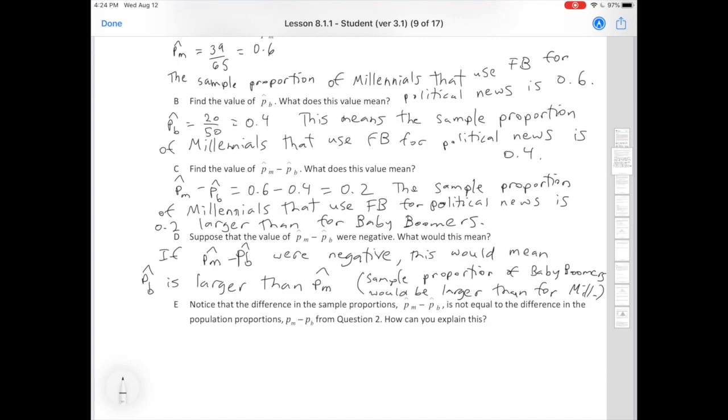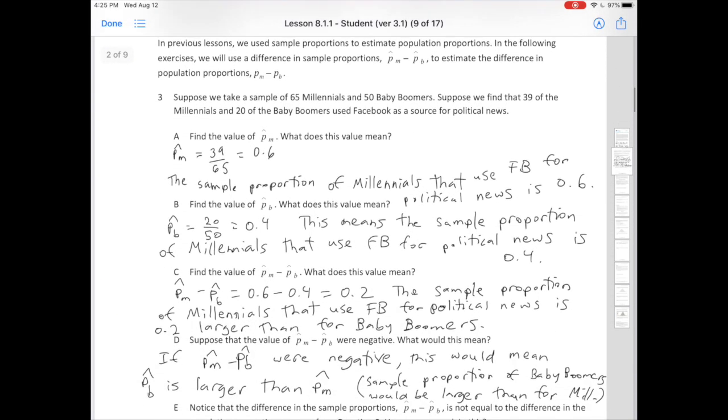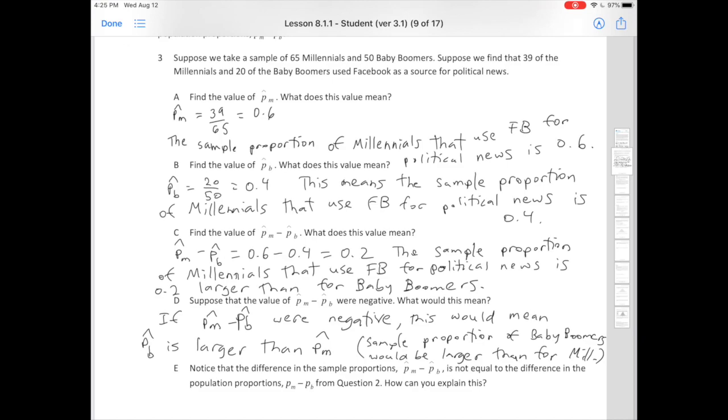Okay. Part E. Notice that the difference in sample proportions PM hat minus PB hat is not equal to the difference in population proportions PM minus PB from question 2. How can you explain this? So what are they saying here? So let's go back to question 2. They said suppose that PM was 0.61 and that PB was 0.37, and we subtracted them and we got 0.24 for the difference. However, over here, we subtracted them and we did not get 0.24, but we got 0.2. So why is that? Why did we get two different answers?